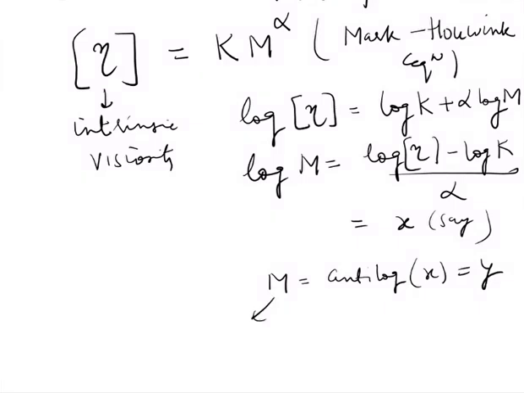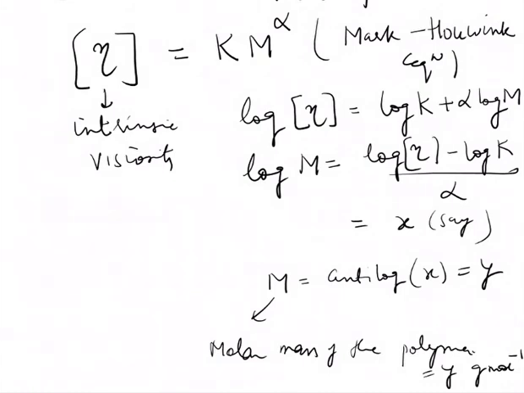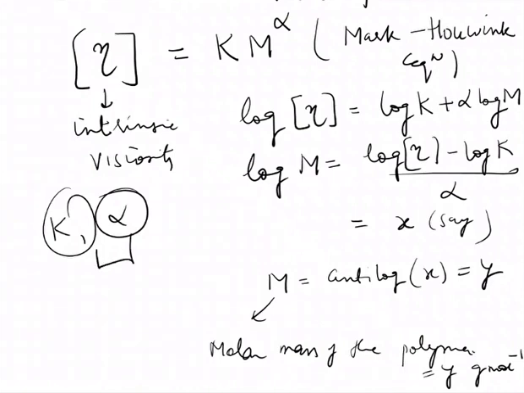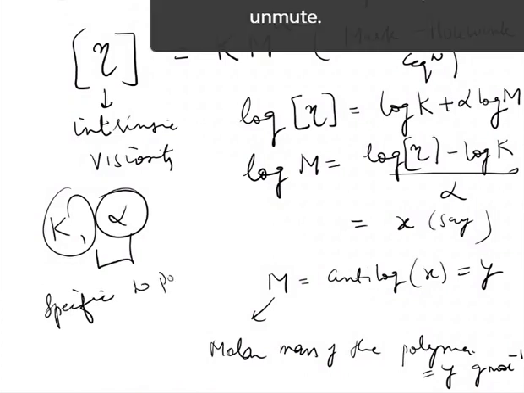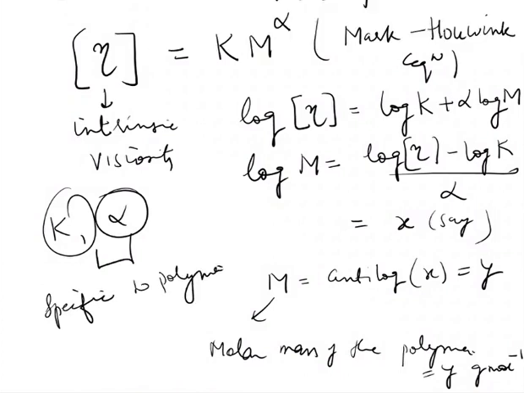Now your M is basically your molar mass of the polymer, which is equal to Y, which is in units of gram per mole class. Gram per mole, and K and alpha are constant class. Because these are basically constant for that specific polymer you're talking about. So they're very specific to polymer. ठीक है, so इनकी वैल्यू already दी हुई होती है, आपको डेटा अवेलेबल रहता है. So now by just using the viscosity measurements, you can find out the molar mass of the polymer.